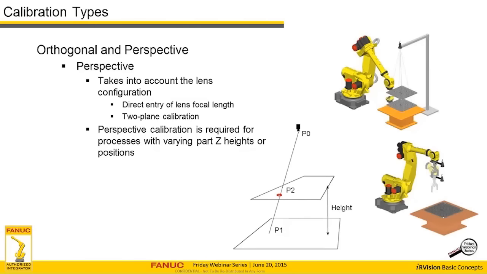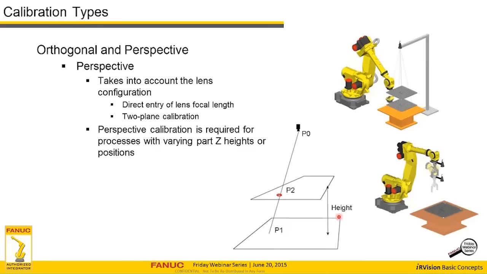Perspective calibration in iRVision means something entirely different. What perspective calibration does is take into account the lens configuration, and knows, as part of the calibration process, the lens focal length and the lens angle of imaging. You can do this in a couple of ways, either by directly entering the lens focal length into a perspective calibration, or you can use what's called a two-plane calibration, and the calibration process will discover the lens focal length automatically. Here's the difference. Perspective calibration is required when you want to use multiple processes for that calibration where the part Z heights will vary.